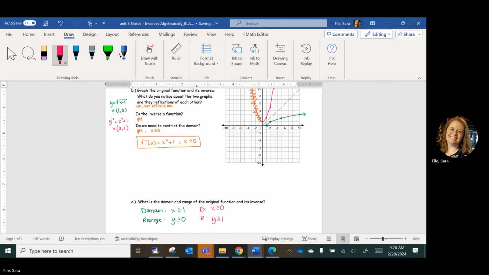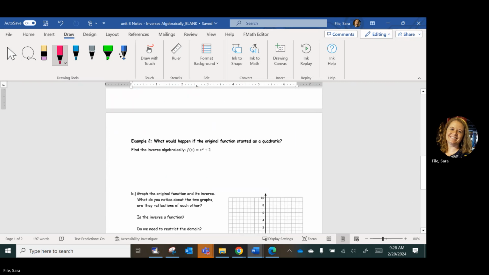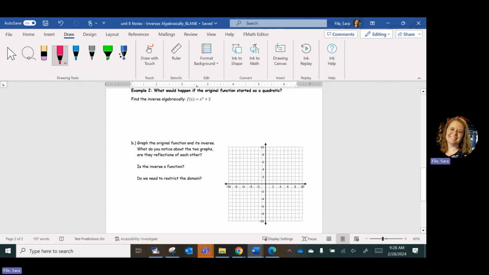Okay. So let's flip that over and try one more. It says, what would happen if the original function started as a quadratic? So that's what we did graphically already. I showed you on the previous set of notes, we looked at the one that the graph started as the quadratic. And then when we found the inverse, we realized, oh crap, that's not a function. We need to restrict to make it a function. So let's look at that algebraically.